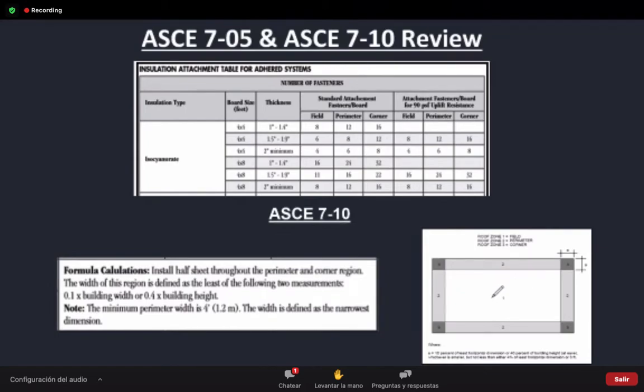And as you guys can see, our corner here is square. That's one of the big changes with ASCE 7-16. I'm sorry, this is one of the main differences. As you guys can see here, it actually lines up perfectly with our perimeter. But now, how do we come up with our perimeter size? As you can see right next to it is the formula calculation, right? Where we got to multiply 0.1 times the building width or 0.4 times the building height. And whichever number is smaller, that's the number we're going to use to do our perimeter, right?